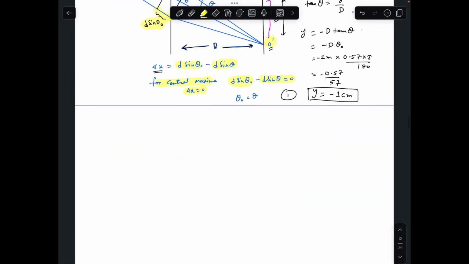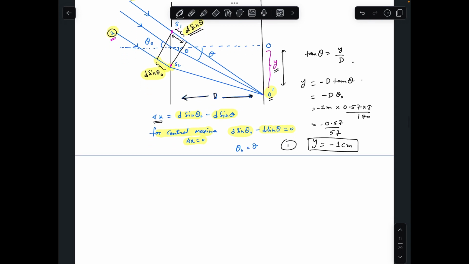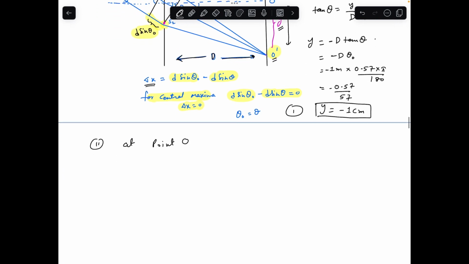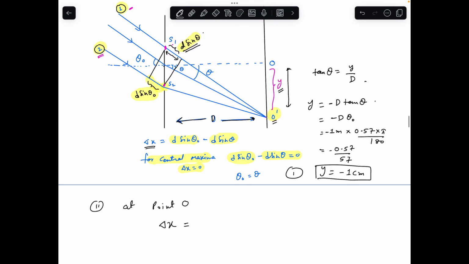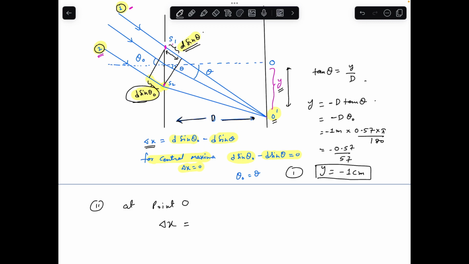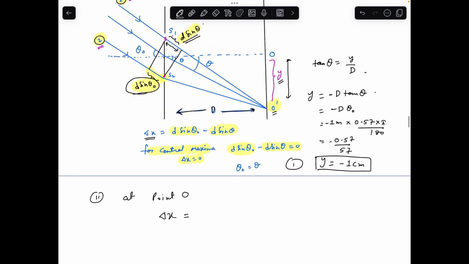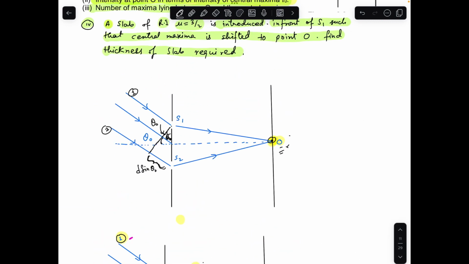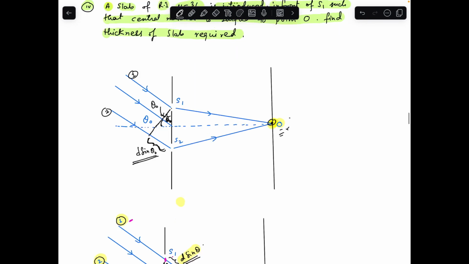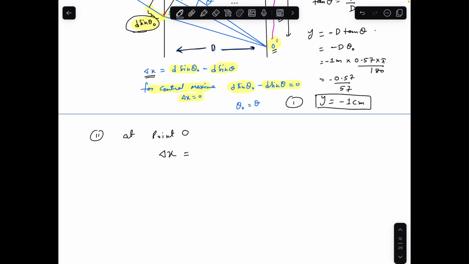Let us find what is the path difference at O. So at point O, delta x will be d sine theta naught, correct? You see the previous diagram. At point O, the path difference will be d sine theta naught.